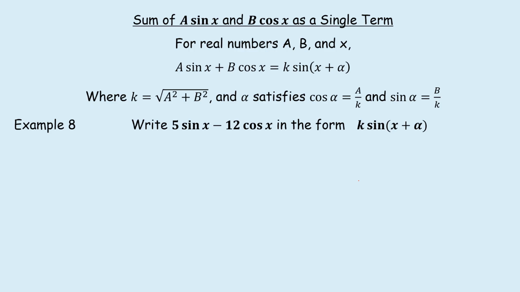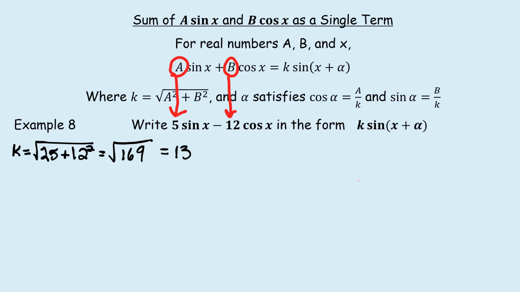So first thing we see is that k is going to be the square root of a squared plus b squared, where a and b are the coefficients on sine and cosine. Our a is 5, our b is negative 12, and so we're going to go ahead and take the square root of 5 squared plus 12 squared. And that's going to be the square root of 169, which is 13. So we've got our k.